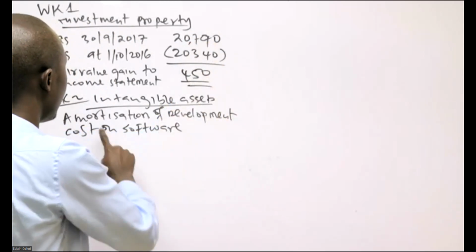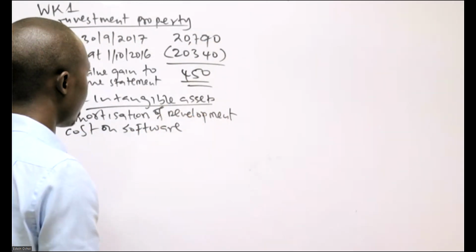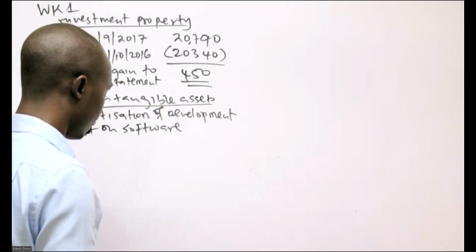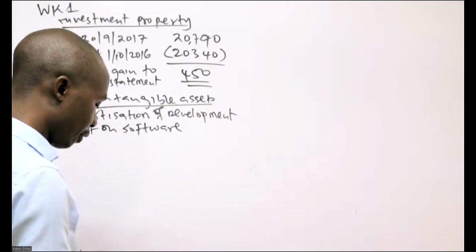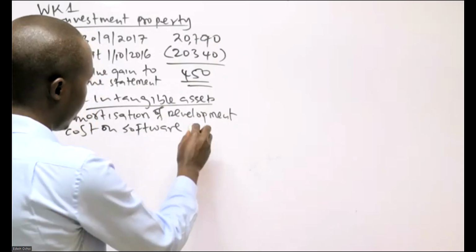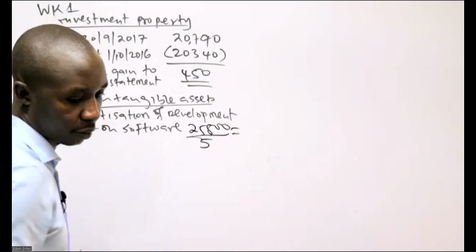Okay. Then we have amortization of software. So it's amortized over 5 years. The software is stated at 25,800. So 25,800 divided by 5. What did you have?